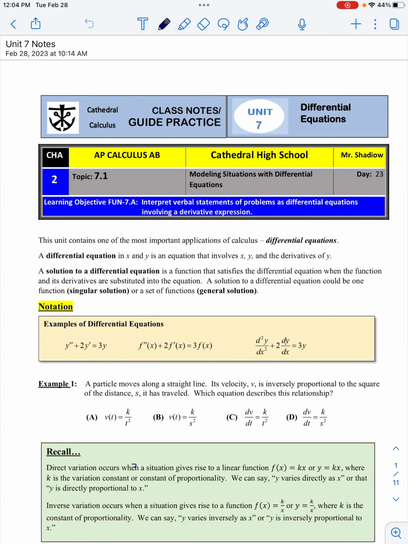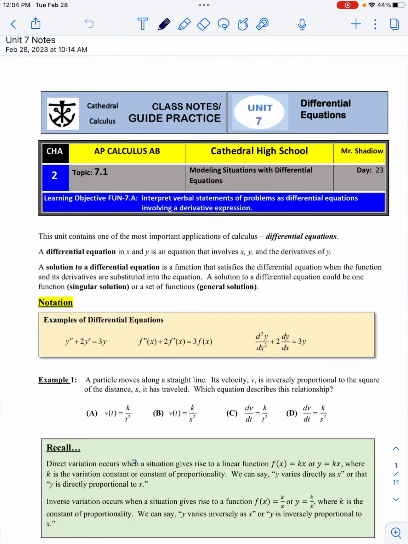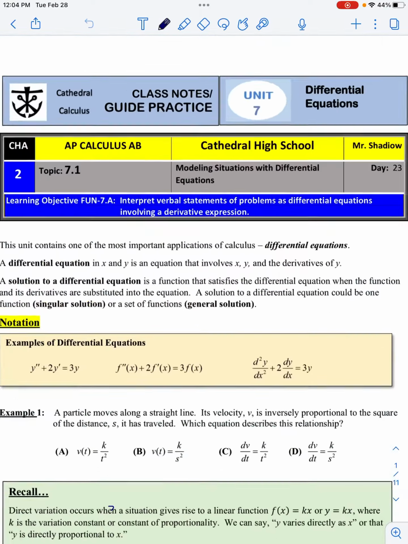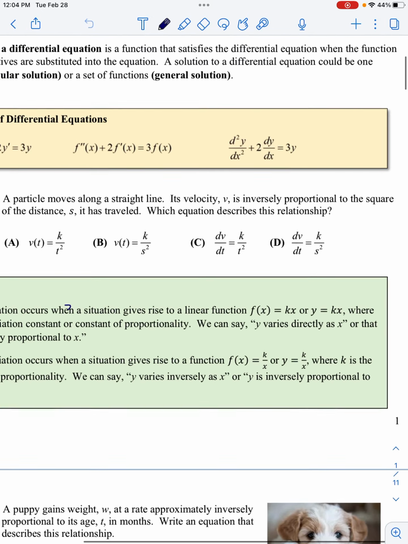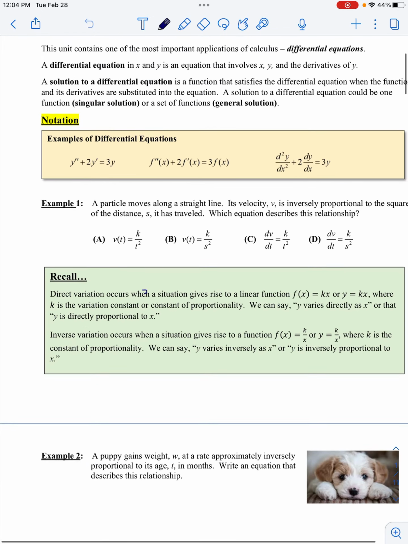Got to kick off Chapter 7 on our glorious e-learning day. This one should be a little bit of a respite from all the antiderivative stuff of Unit 6 and a quick break before Unit 8. We'll cross that bridge when we get there. We're just going to do Unit 7, okay?